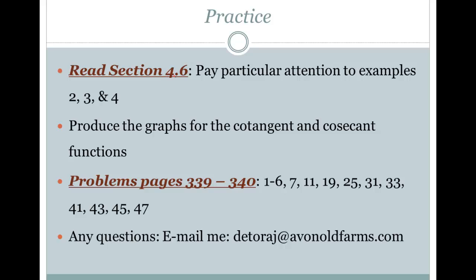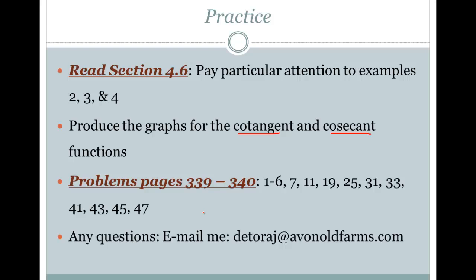I want you to read section 4.6, examples 2, 3, 4. I want you to look at the cotangent and the cosecant graph. I want you to go through the same process we just went through. Here are some practice problems. Okay? Any questions, again, make sure you're emailing me. We'll get those squared away.